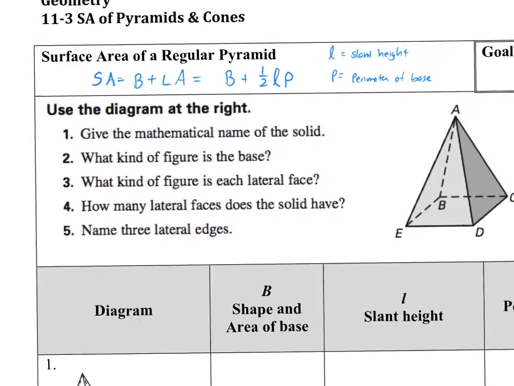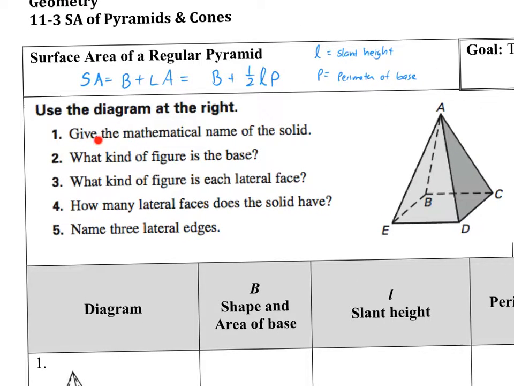So by way of introduction, let's look at a few things here. We're going to give the mathematical name of the solid. Well, it is safe to assume in many cases that what we see down here is actually going to be regular. So in this case, I could call this a square pyramid, because the base is a square. Since the base is a square, that's where it gets its specific name, and the entire thing is a pyramid.